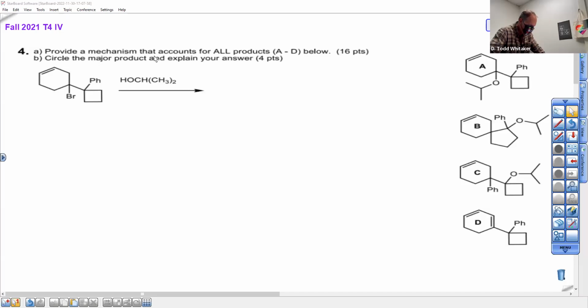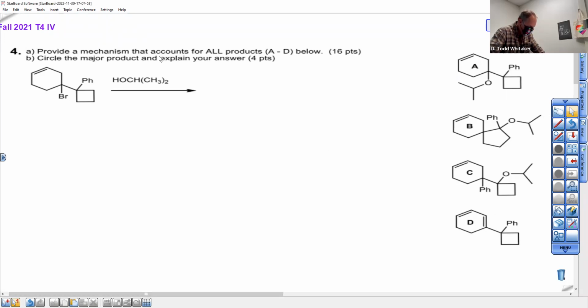Provide a mechanism that accounts for all products, A through D. And a lot of points. Circle the major product, explain your answer.